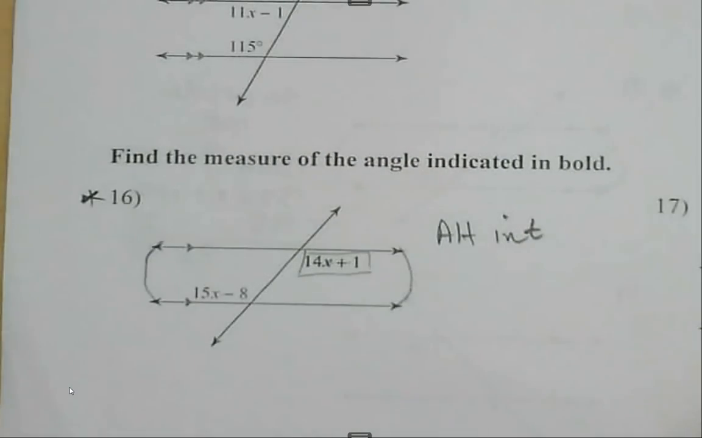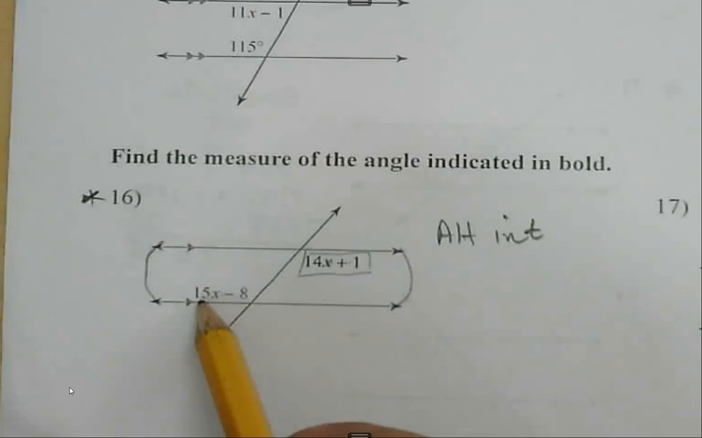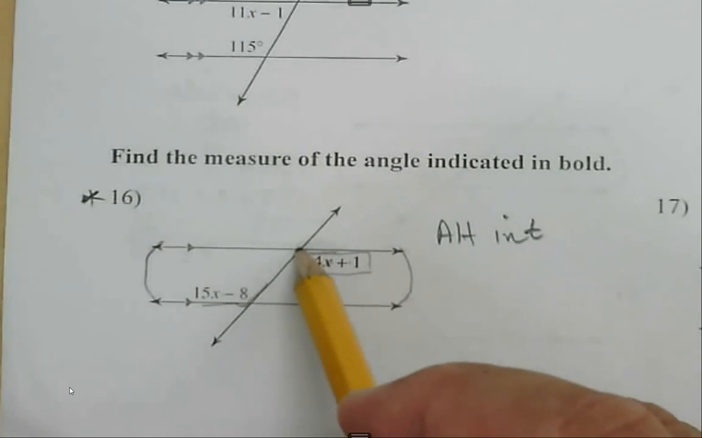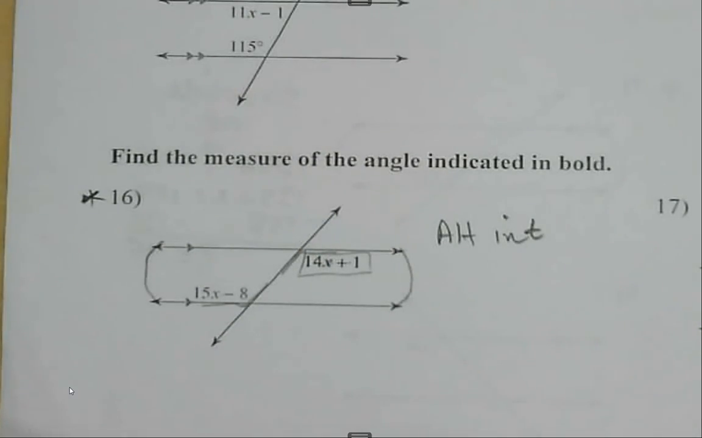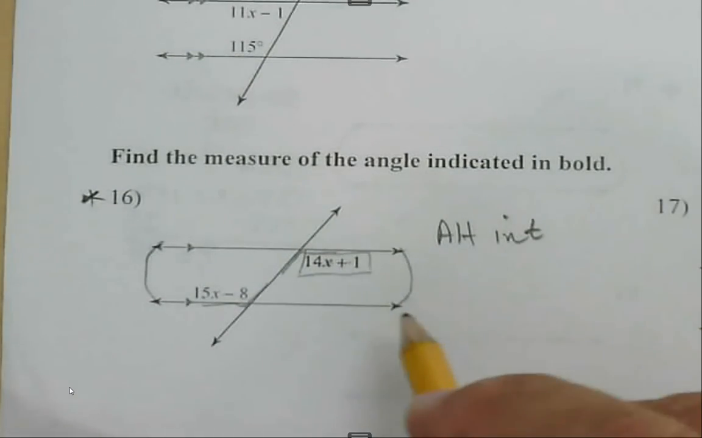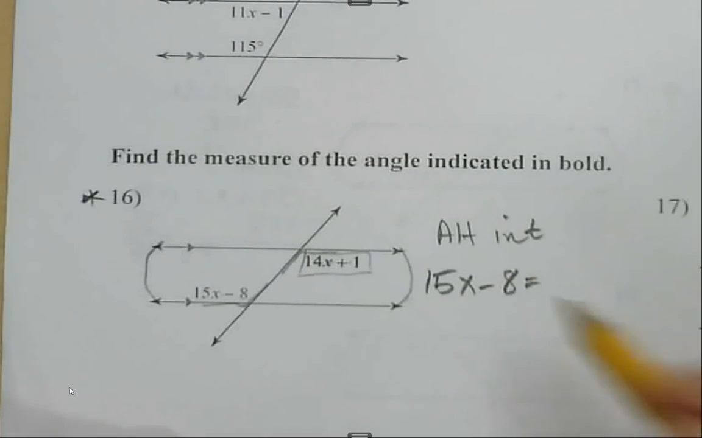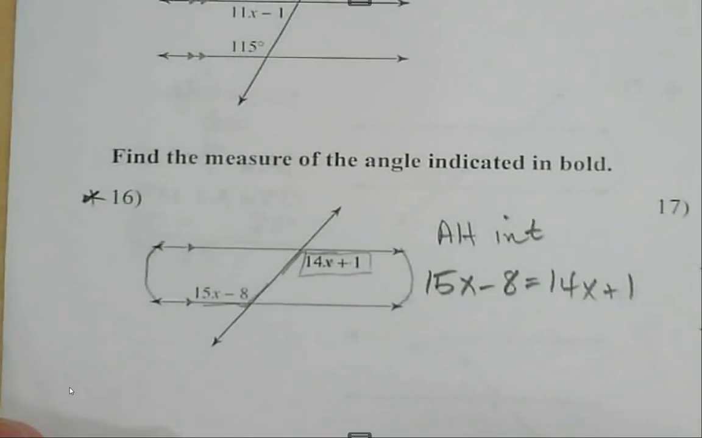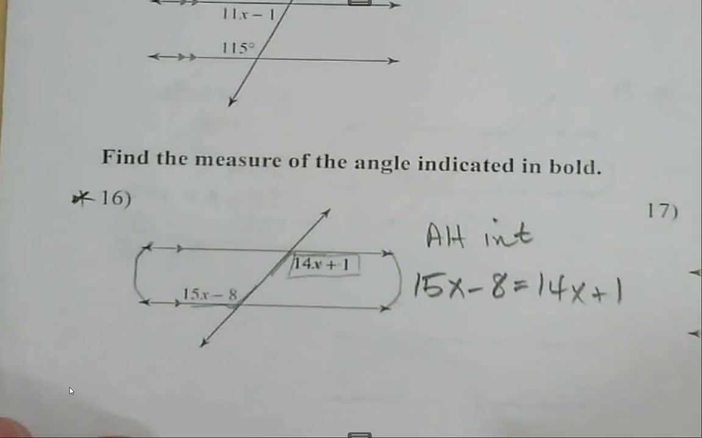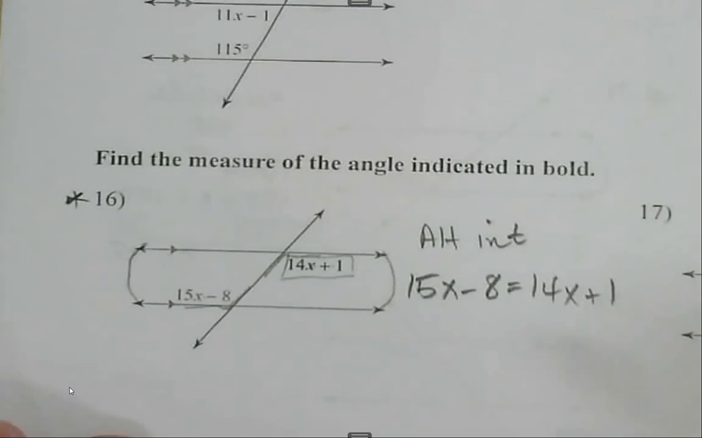And because they're alternate interior angles, if you notice, this one's obtuse as well as this one is obtuse. So alternate interior angles are congruent. So very simply, all I have to do is set these two equal to one another. So I have 15x minus 8 equals 14x plus 1. And from here, you can go a bunch of different ways. I like to stick with positive numbers if I can. So I'm going to go ahead and draw my line here. Subtract 14x from both sides.